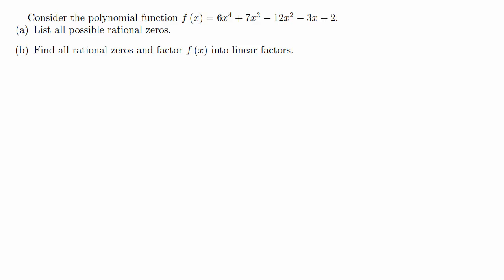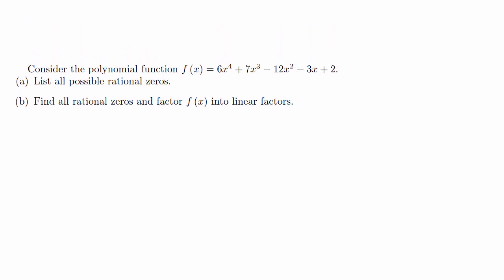Hello. In this example, we're going to consider the polynomial function f of x equals 6x to the fourth plus 7x cubed minus 12x squared minus 3x plus 2. A says to list all possible rational zeros, and then B says to find all rational zeros and factor f of x into linear factors.